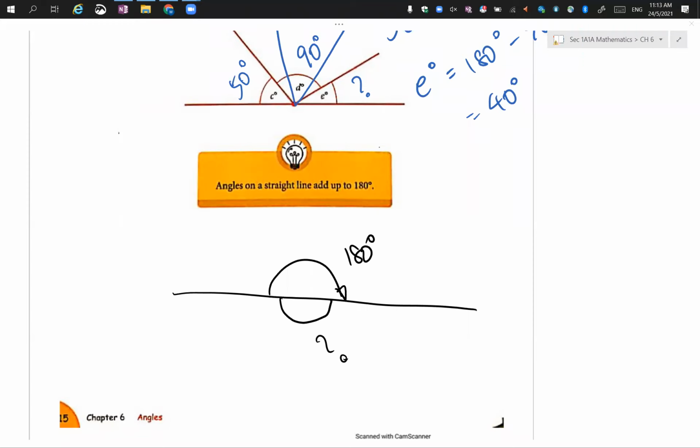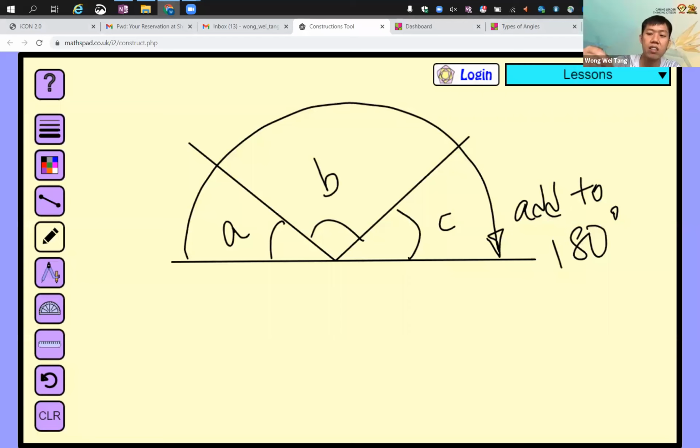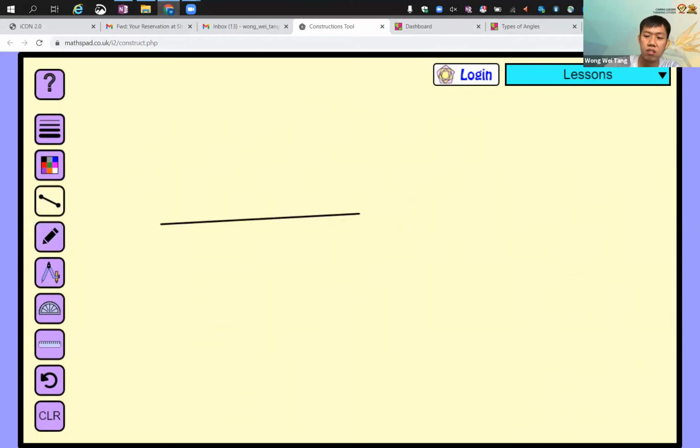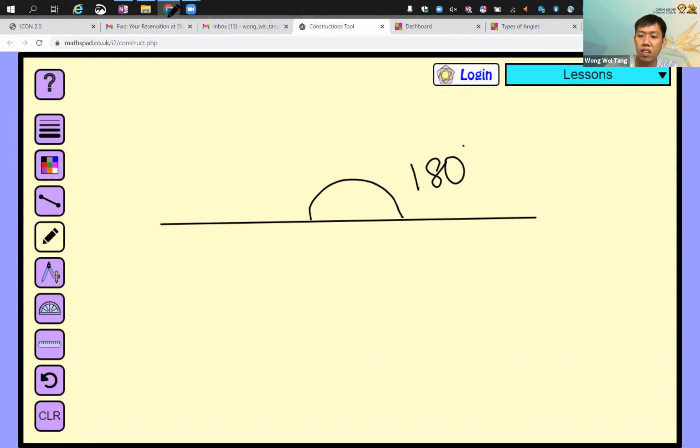Nora, don't know, you need help? You don't know? Okay, never mind. Do you want to use a protractor to find out? Shall we use a protractor? Nora? Okay, so I use a protractor.